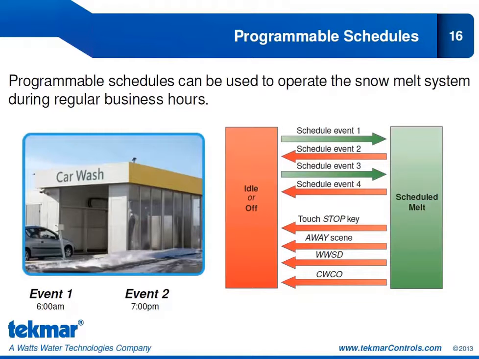We've given you the option of having up to 4 events. I can't think of an application where you might want 4 events, but if you come up with one, then the option is there for you. Again, we can force our way out of the melt by pushing the stop key, changing the scene to away, and it happens automatically if the outdoor temperature either rises above the warm weather shutdown set point, or if it drops below the cold weather cutout set point, we will return to that idle or off position.